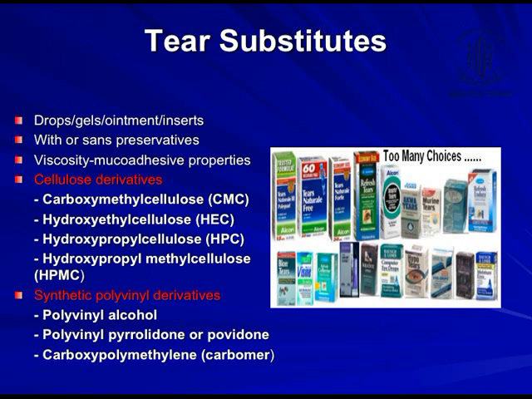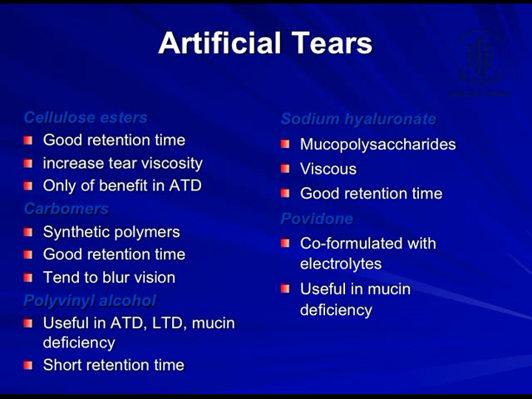Also, tear substitutes are the main thing available nowadays. There are so many combinations, so many drops available in the market. So depending upon the severity of the ocular surface disease, we can give just tear drops, or some jelly, or some ointment at night.